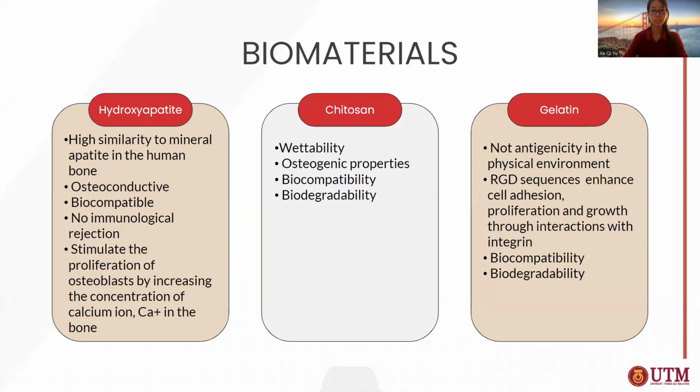Hydroxyapatite is used because it has high similarity to the mineral apatite in human bone. It is also osteoconductive, biocompatible, non-immunologically rejected, and can stimulate the proliferation of osteoblasts by increasing the concentration of calcium ion in the bone. Tryptophan is chosen because of its mutability, biocompatibility, biodegradability, and osteogenic properties. Gelatin contains RGD sequences that can help to enhance cell adhesion, proliferation, and growth through interaction with integrin, and it also has good biocompatibility and biodegradability.